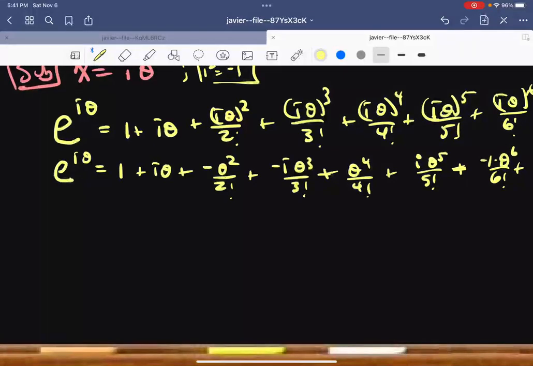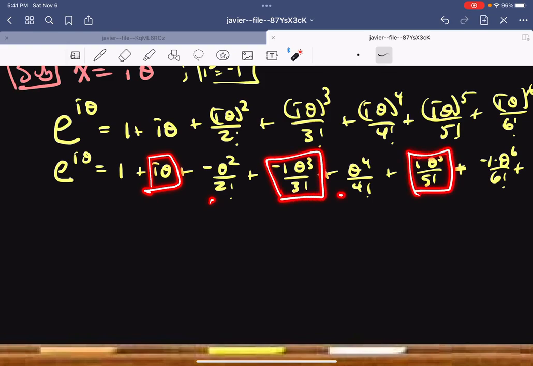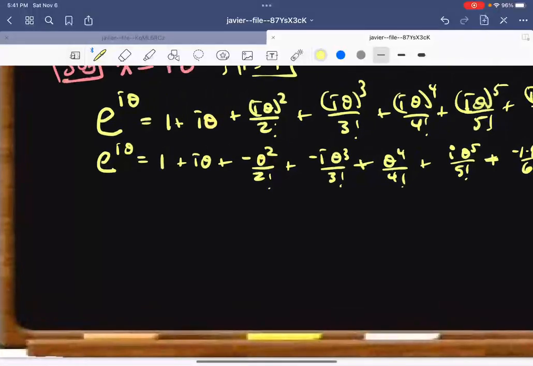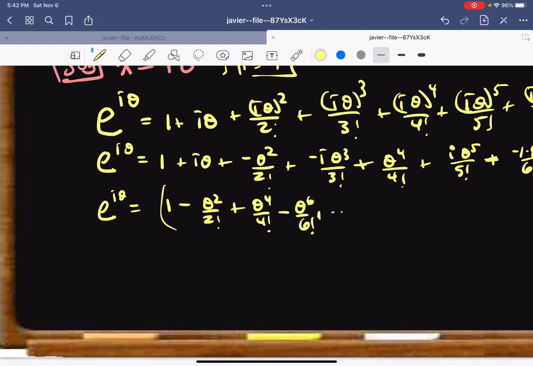Now, you see a bunch of these have an i here. This one has an i. That one does not have an i. This one has an i. This one does not have an i. This one has an i, and so on and so forth. So if you were to group these together, you'd get something like this. 1 minus theta squared over 2 factorial plus theta to the 4th over 4 factorial minus theta to the 6 over 6 factorial. This would be the group that doesn't have i's.